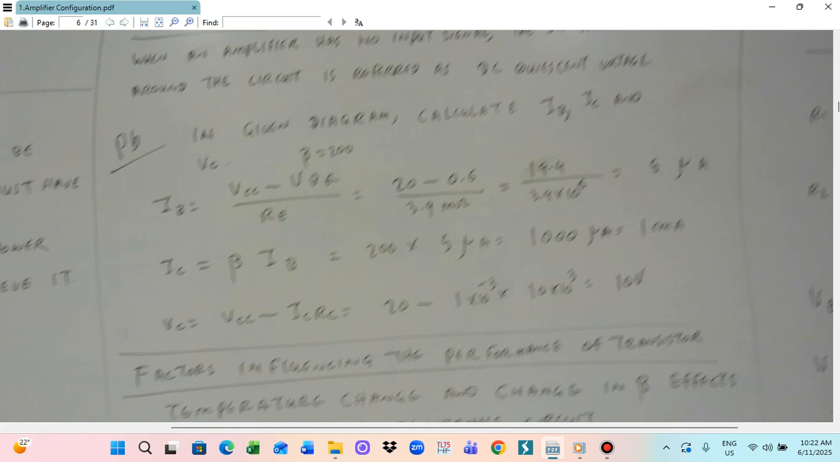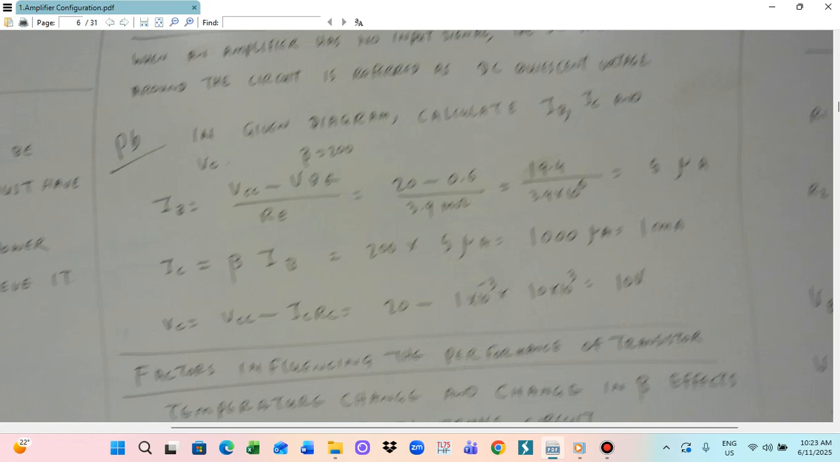VCC is already given, 20 volt. VBE for silicon is 0.6 volt. RB is 3.9 megaohm, and megaohm means that you have to utilize 10 power 6. So this is 20 minus 0.6, so 19.4 divided by 3.9 into 10 power 6. By solving this, that will be around 5 microampere.